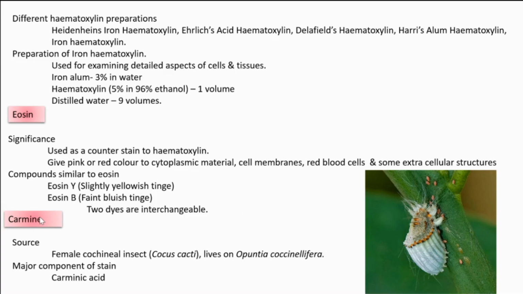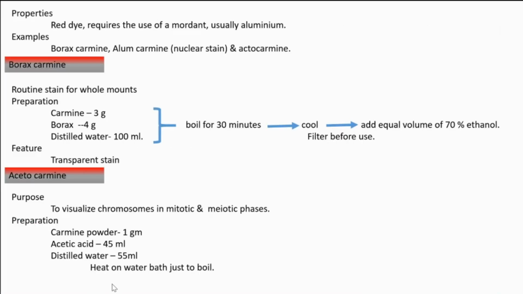Next is carmine. Carmine is a stain. Its source is from an insect, the female cochineal insect, Coccus cacti. It lives on Opuntia coccinellifera. It's a cactus-like plant. On that plant, these insects are living, and from this insect we are preparing the carmine stain. The major component of this stain is carminic acid.